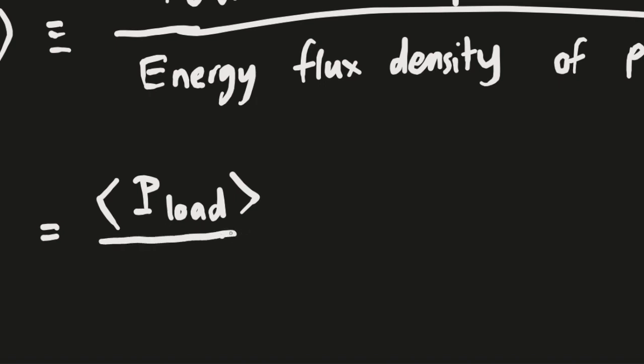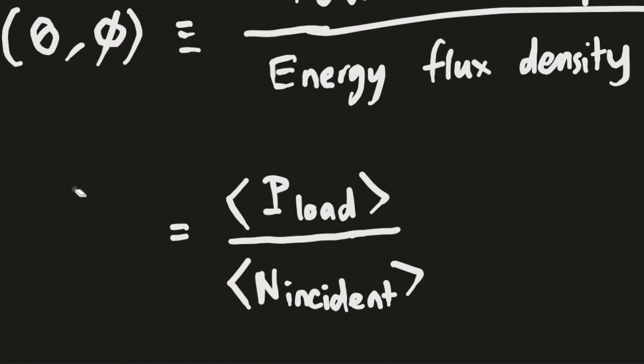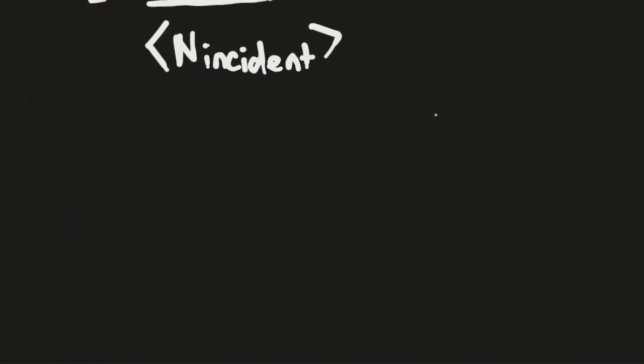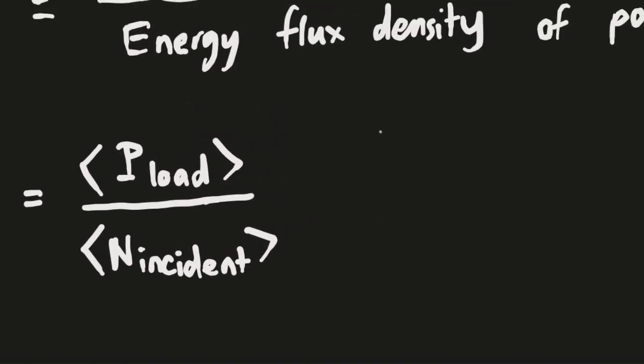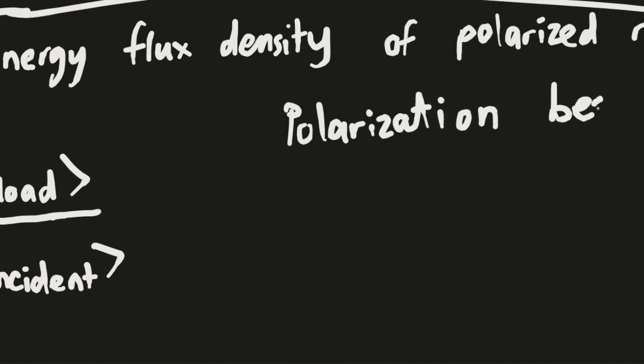So the motivation for this definition is that if I bring this term up here and multiply on the other side, then it's sort of like the effective energy being transferred to my system, which is the power to the matched load. So that's why we call it the effective area. And when the polarization is best oriented, that is best for reception.